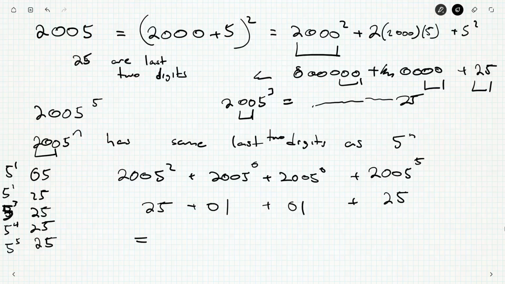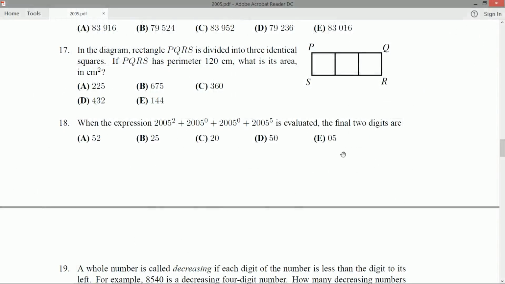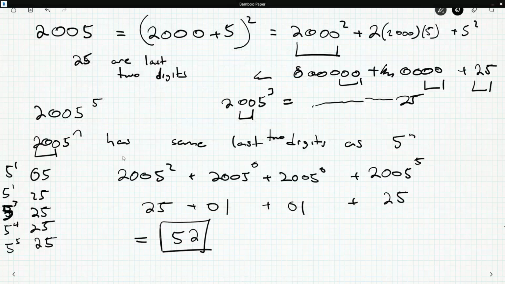So when we add the digits, it all works out. 25 plus 1 plus 1 plus 25 is 52. So what are the last two digits? 52. And it's A.